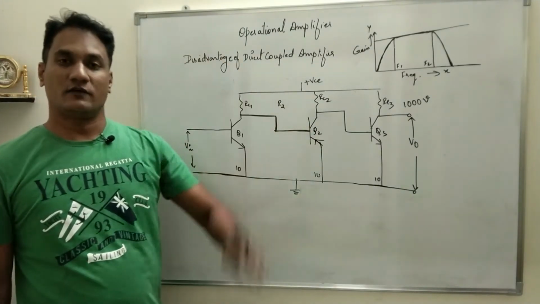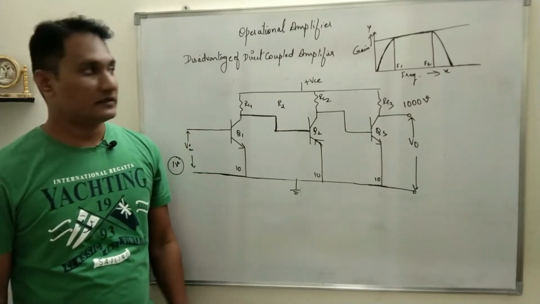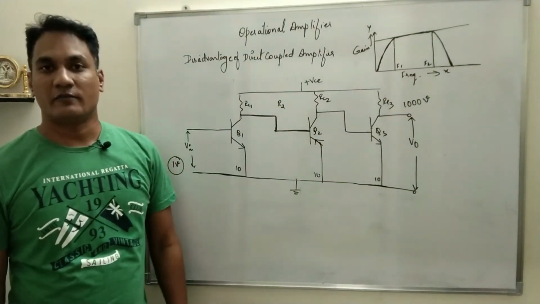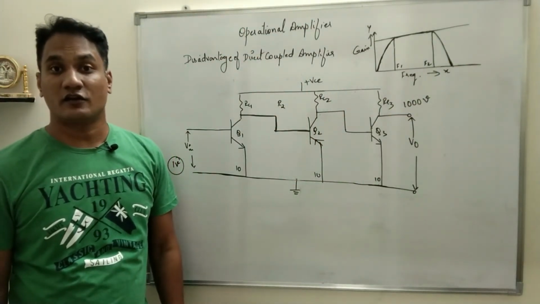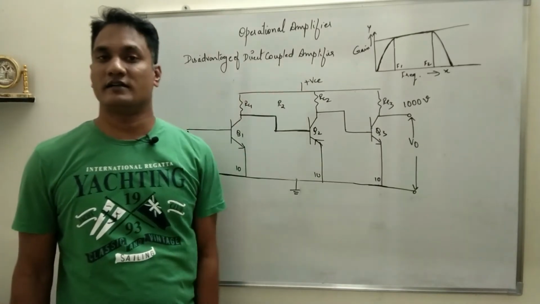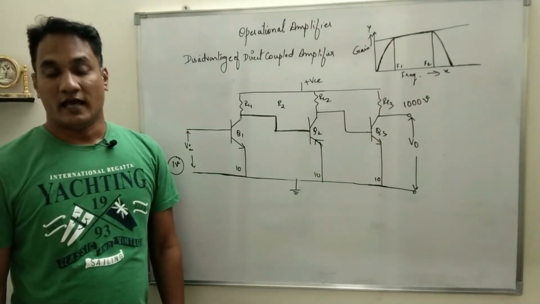And the third disadvantage was limited bandwidth. Here the bandwidth is infinite, all frequencies can be amplified. The last disadvantage was that DC signal cannot be amplified. Here DC signal also can be amplified. So all the disadvantages related to RC coupled amplifier will be removed by direct coupled amplifier.